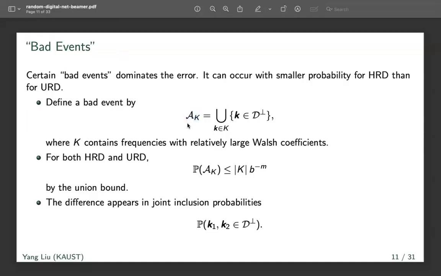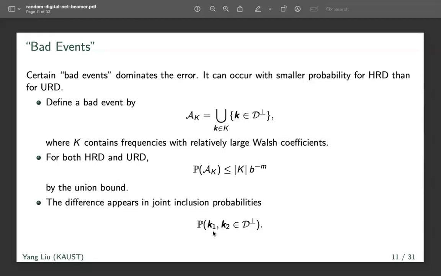And now we want to study the probability of this bad event. Intuitively, we can use the union bound to bound the probability that this bad event happens, which is the cardinality of the set times the probability of each k belonging to this dual net, which is b to the minus m. But this bound gives us the same result for both the Hankel random design and the uniform random design. What really distinguishes these two methods is the joint inclusion probability.